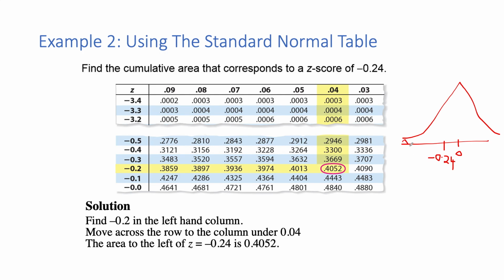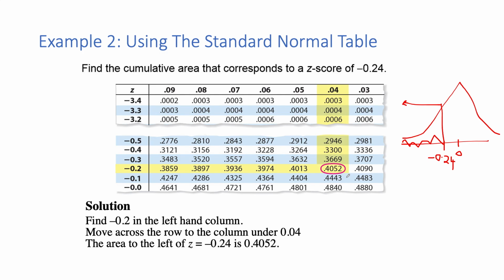I start covering some area, and by the time I get to negative 0.24, the area to the left of it is 0.4052, right? Which is to say I would have covered about 40.52% of the area under the curve by the time I got to negative 0.24. Okay. So make sure you play around with these standard normal tables. There's enough practice on the homework, but it's crucial that you understand, one, that it reports only cumulative areas, and then that you can only read areas to the left.